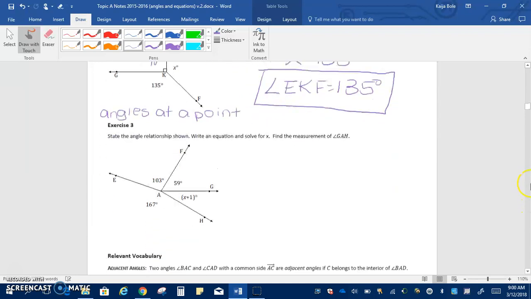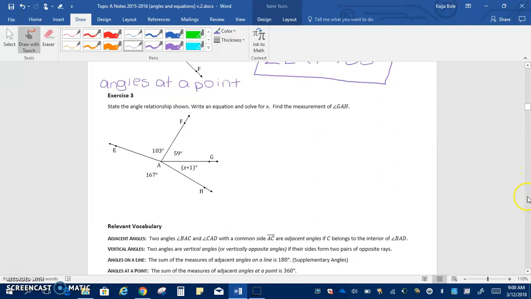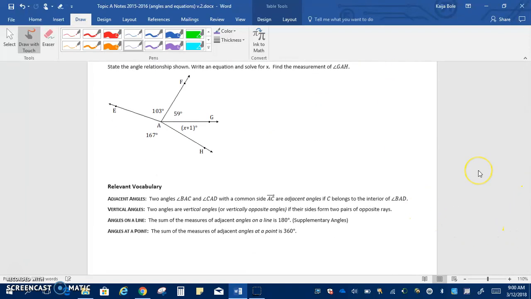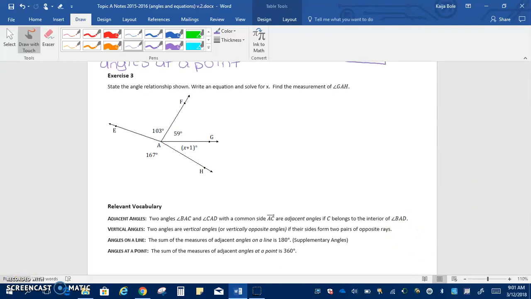Alright, this last one we're going to save for in class, so don't worry about it. And then at the bottom there's just some more examples of vocabulary, but that's all we're going to do for this video.